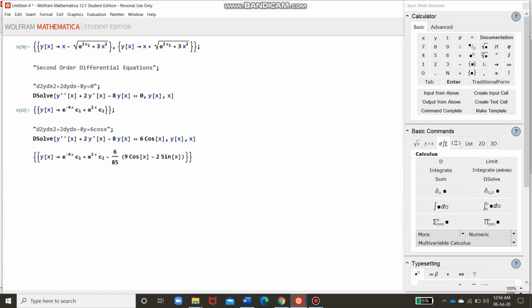Let's try out one more problem and see how it works. d squared y by dx squared plus y equals 2 cos x minus 2 sin x. Alright, so pause the video, try to solve it by yourself.